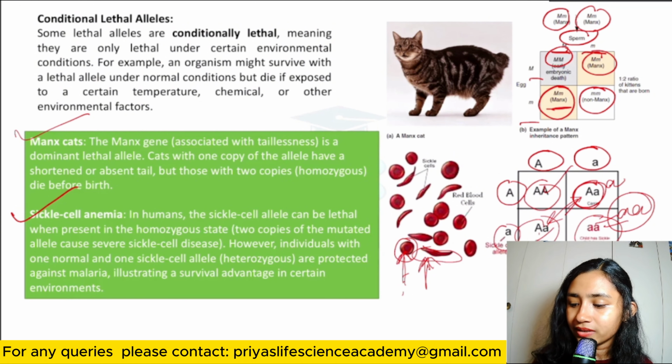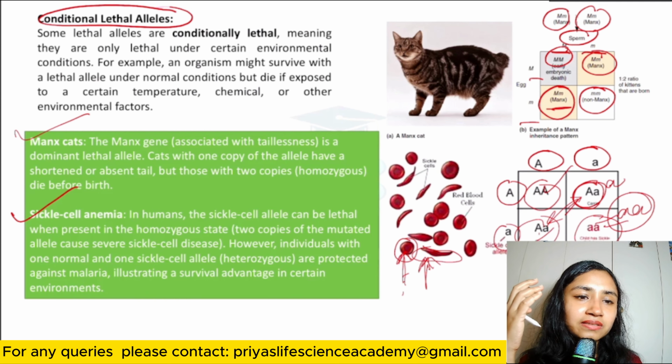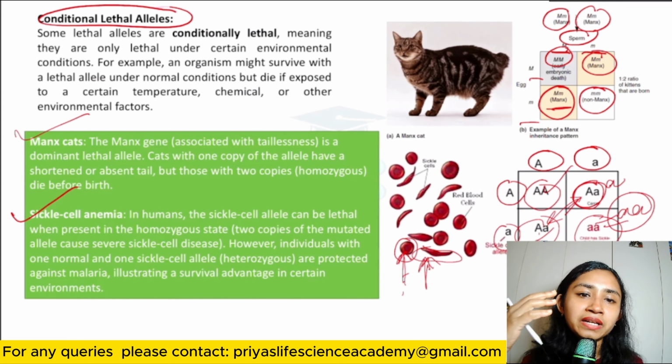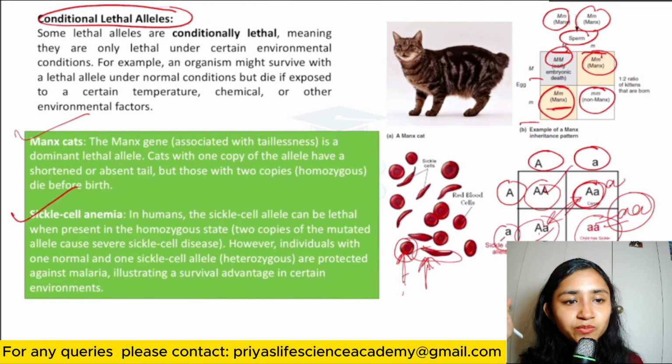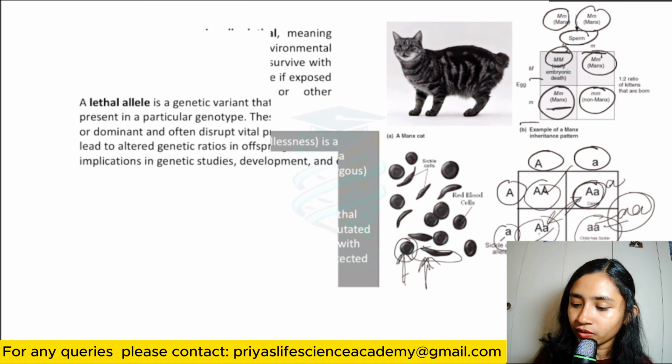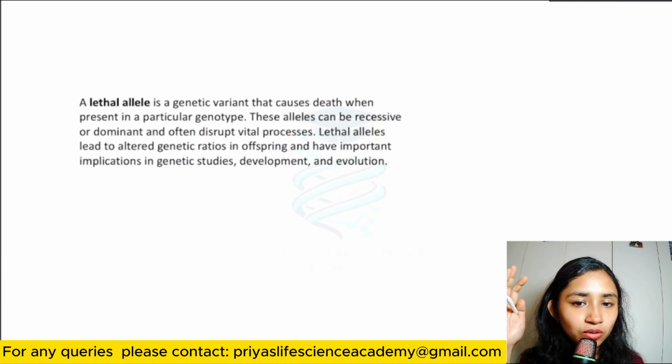One last thing for lethal alleles is the conditional lethal. Some alleles are environmentally lethal: they are okay in some environmental conditions, but upon change of the environmental condition, the situation becomes worse. For example, an organism might survive with a lethal allele under normal conditions, but die if exposed to a certain temperature, chemical or other environmental factor. This may also happen.